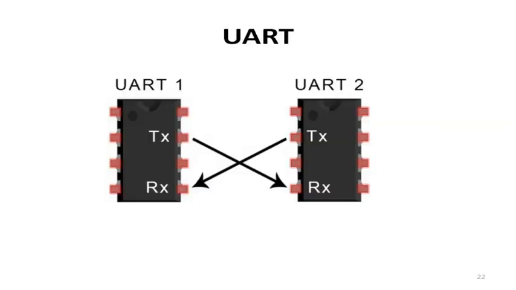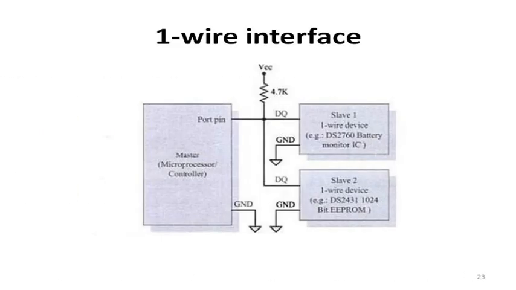So the next topic is the one wire interface. So in the one wire interface, as in the block diagram we can see, there is only one line to transmit the data for more than one slave. So data out from the port pin is directly connected to slave 1 and slave 2.